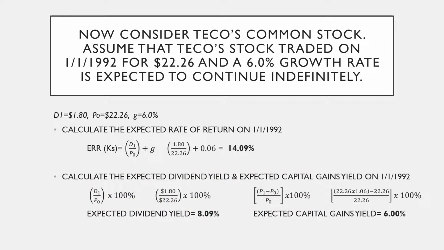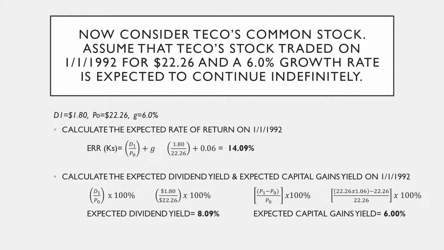Now consider Teco's common stock. Assume that Teco's stock traded on January 1st, 1992 for $22.26, and a 6% growth rate is expected to continue indefinitely. Here we are to calculate the expected rate of return on January 1st, 1992, and we are also to calculate the expected dividend yield and the expected capital gains yield on January 1st, 1992. The expected rate of return calculates the anticipated return on a constant growth stock and is calculated to be 14.09%.